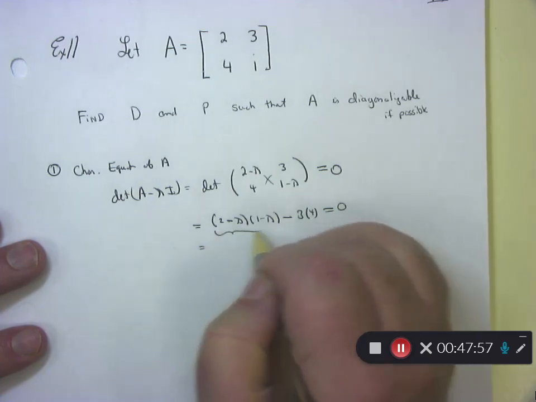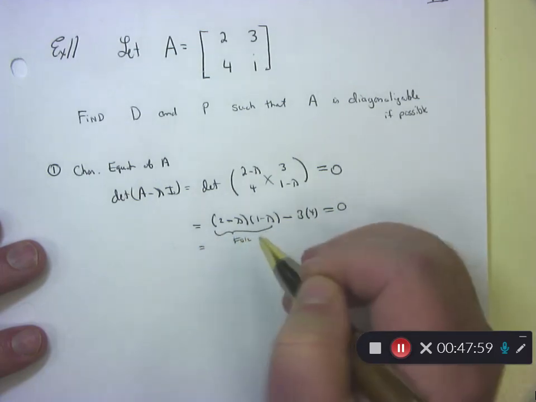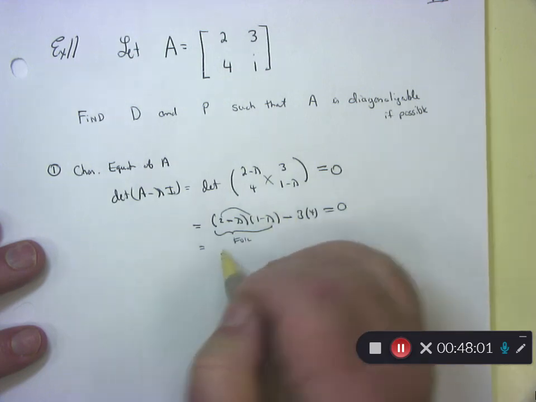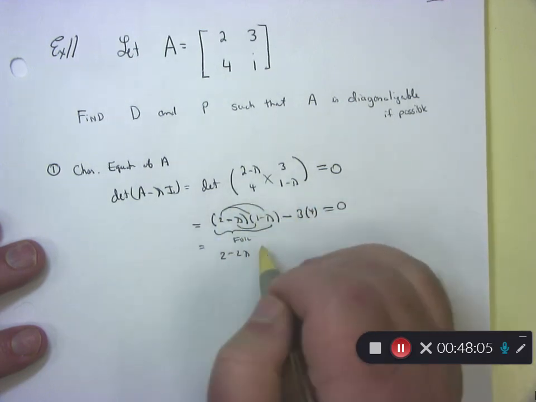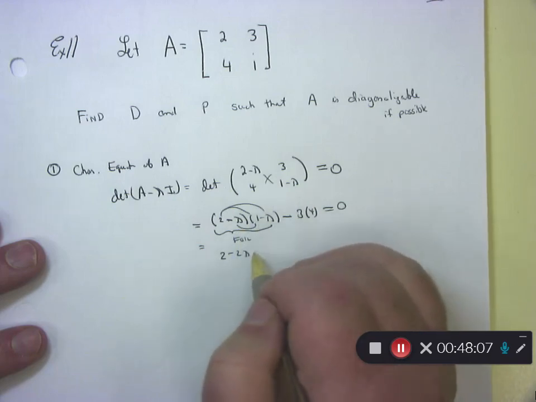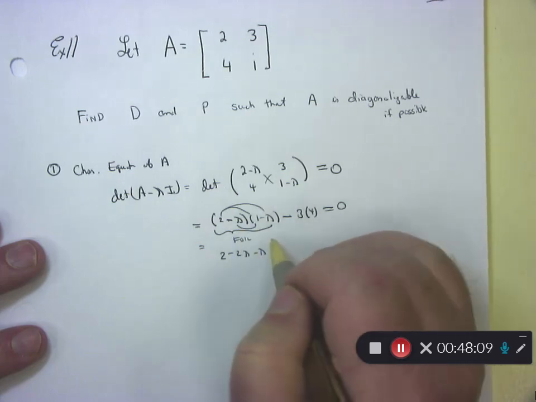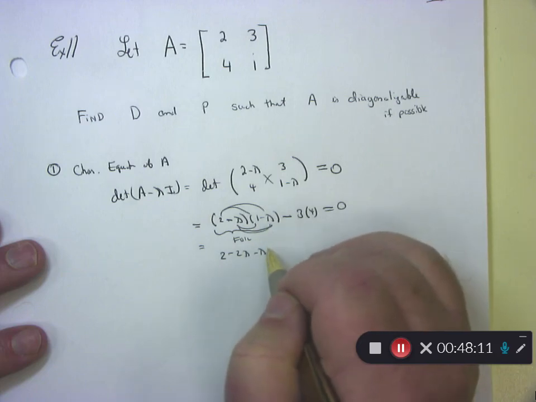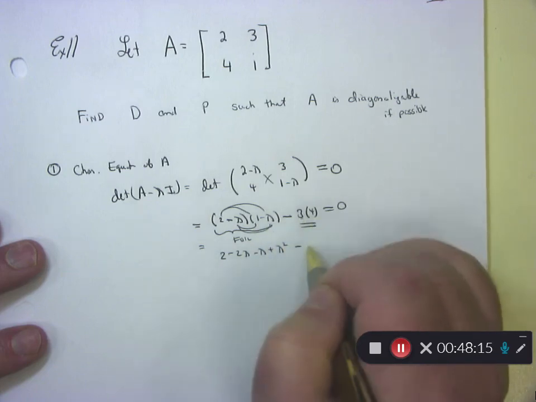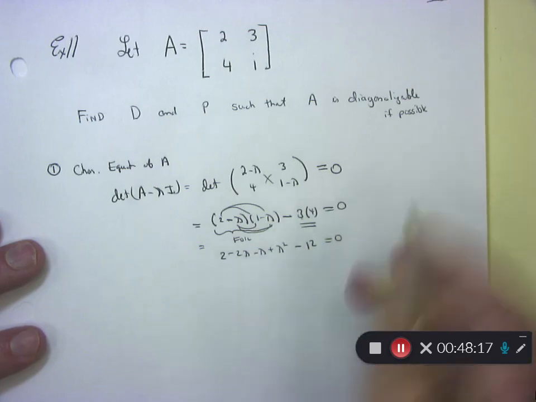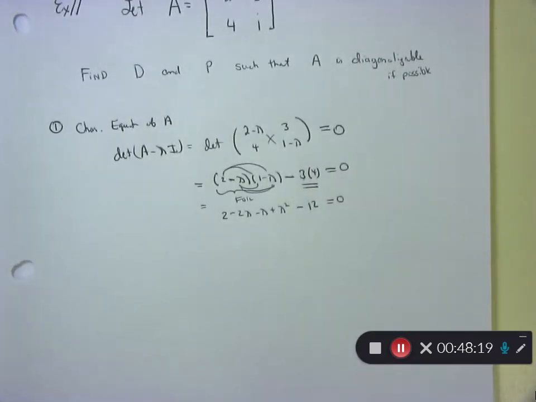I'm going to have to clean this up, so I'm going to FOIL this part out. 2 times 1 is 2. 2 times minus lambda is minus 2 lambda. Minus lambda times 1 is minus 1 lambda. And then minus lambda times minus lambda is plus lambda squared. And then minus 3 times 4 is 12. Equals 0. I like to put my characteristic equation in standard form, decreasing polynomial form.